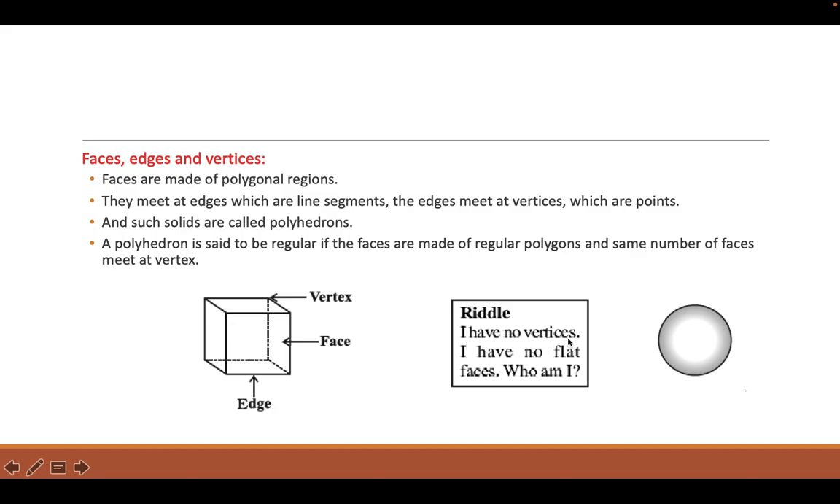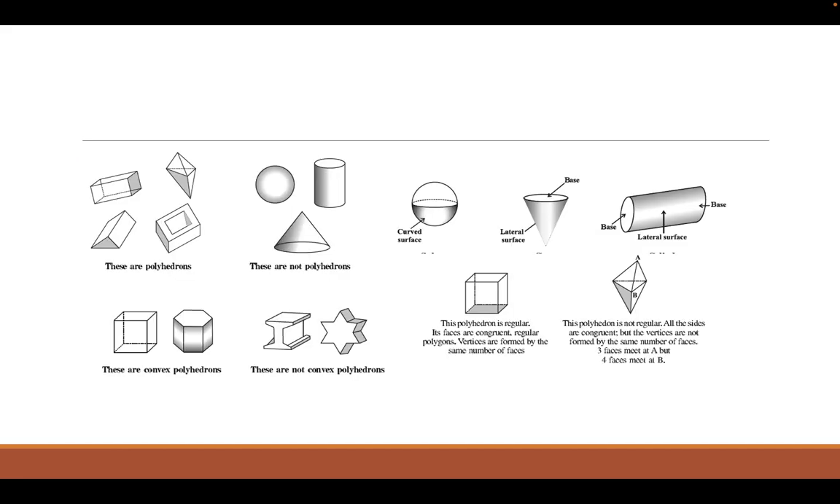Read it. I have no vertices. I have no flat faces. Who am I? This is just a question it is asking. So you can say, okay, no vertices, no flat faces, then one example could be a sphere. I believe that's the only example. Next.